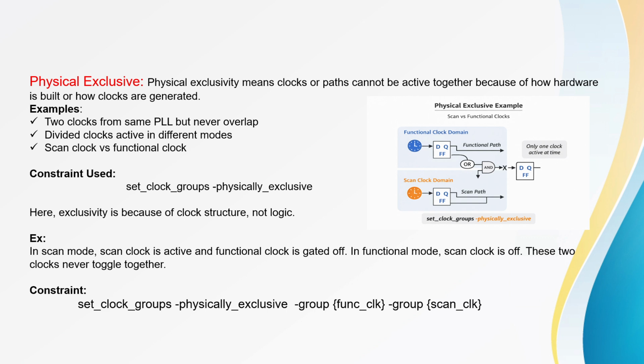So coming to physical paths, physical exclusive means two clocks or paths can never be active together because of hardware structure or clock generation. Only one clock physically toggles at a time, the other one is completely off. This is common in scan clock versus functional clock. So here we use set_clock_groups. The command is -physically_exclusive from one group to another group.